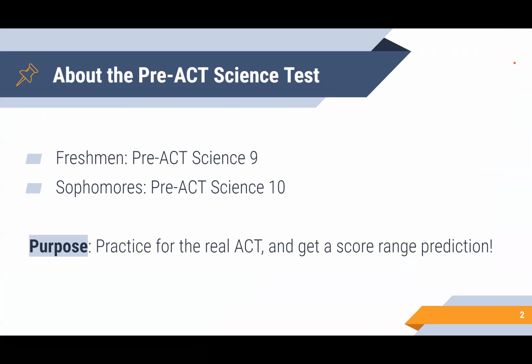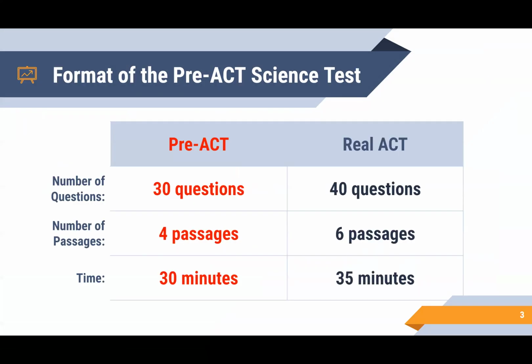All right, about the science test that you're going to take. Last year you took pre-ACT Science 9. This year you're taking pre-ACT Science 10. It'll be a little bit more difficult, and it's practice for the real ACT, which you will take your junior year. This is comparing the test that you'll take this year to the real ACT.